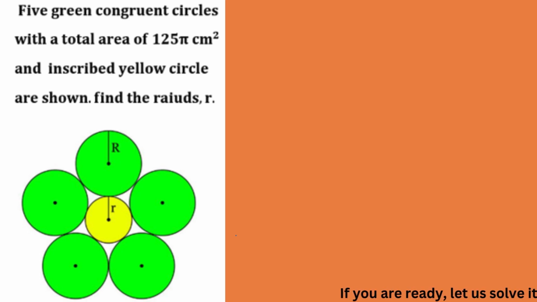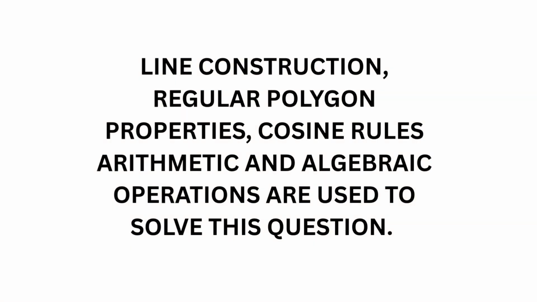From the given figure, find the radius, r of the inscribed yellow circle. Line construction, regular polygon properties, cosine rules, arithmetic and algebraic operations are used to solve this question.